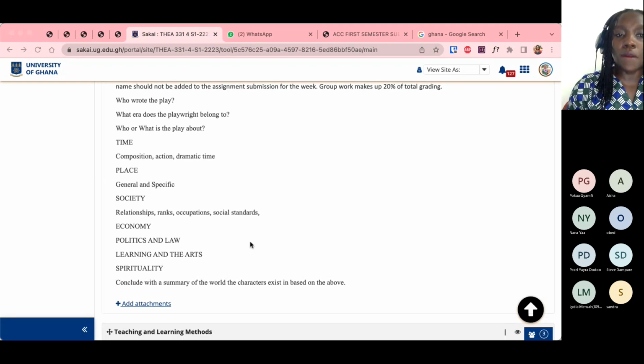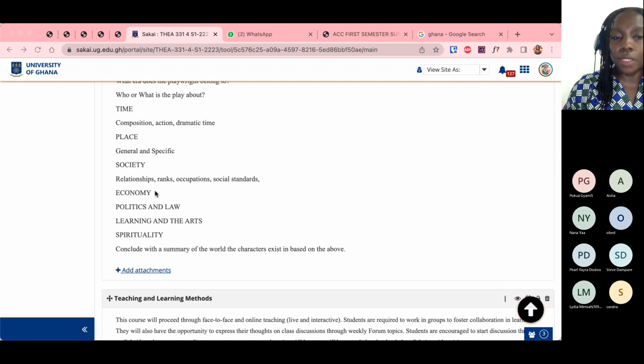Who wrote the play? What era does the playwright belong to? Who or what is the play about? And then you look at time: the time of composition, the time of action, the dramatic time; place, the general and the specific; society, the relationships, ranks, occupations, social standards; the economy. What kind of economic system do the characters operate in? I'll teach you about all of these next week.